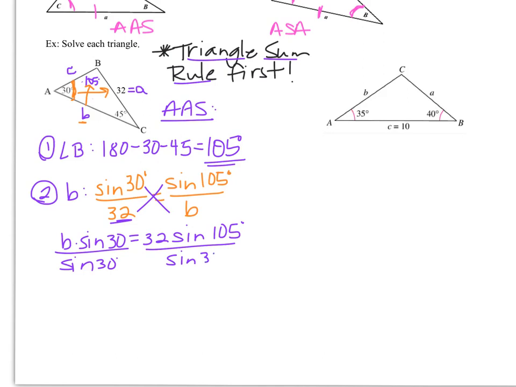Here's where the calculator is going to come in. We need to type all of this into our calculator: 32 sine 105 divided by sine 30. Go ahead and enter that in and then write down what you get. You'll round this answer to the nearest tenth. 32 sine 105 divided by sine 30 should be approximately 61.8. That would be the length of side B.